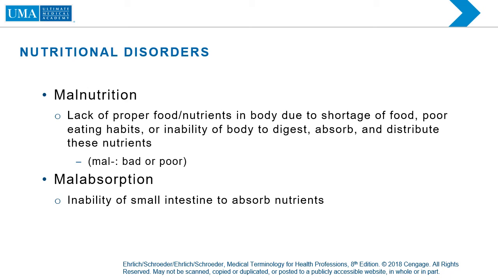We also have the term malnutrition, and mal means bad or poor. So this means a lack of proper food or nutrients in the body. This may be due to a shortage of food. It could be due to one's poor eating habits or just the inability of the body to digest, absorb, and then distribute those nutrients. And then taking a look at malabsorption. Again, the mal is meaning poor. So malabsorption is a condition in which our small intestine can't absorb enough nutrients from the food that passes through.